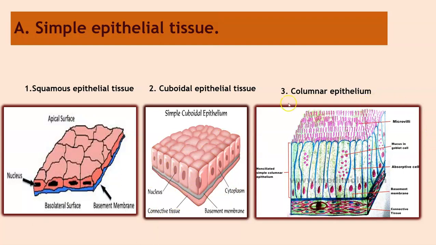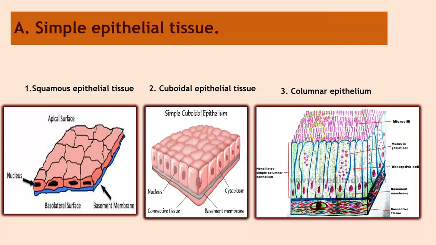Then next up, we have our columnar epithelium. Have a look at this image here. The columnar epithelial cells are tall and pillar-like. The inner ends of the cells are narrow. Here you can see this. The inner ends are narrow while the free ends are broad and flattened. The free surface shows a large number of microvilli. These are the microvilli. The nucleus is oval in shape and it is present in the lower half of the cell.